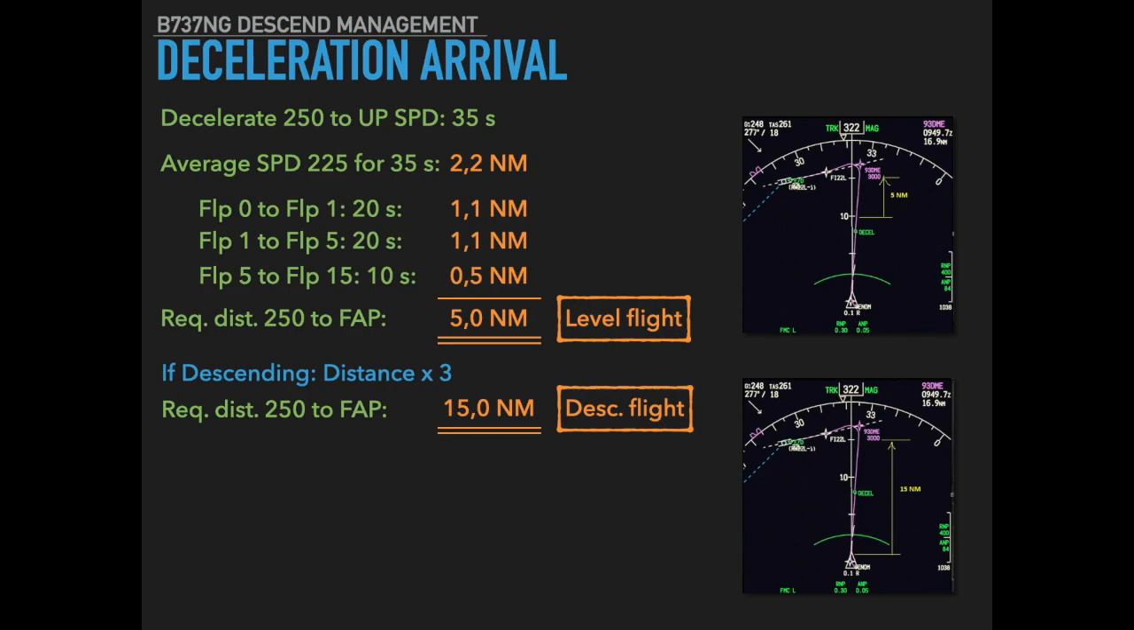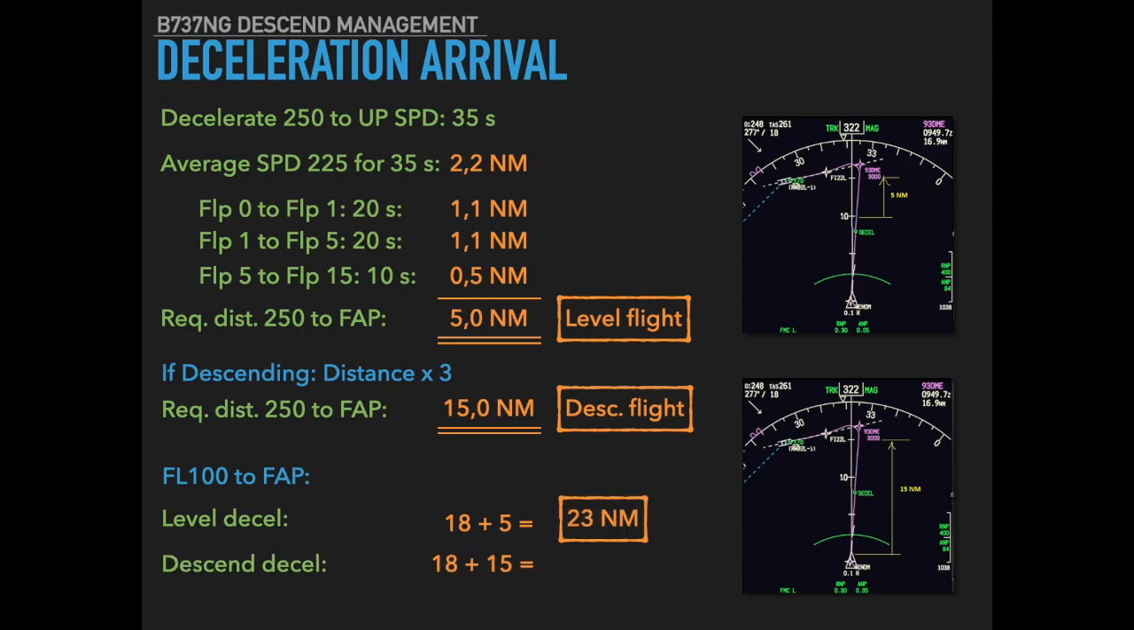You can program the FMC to be at the final approach altitude at 250 knots, 5 miles before the final approach point, and thereby ensure that you have the deceleration distance available. But since a constant descent is desirable for both noise abatement and economy, you could also consider both options. From flight level 100 to the final approach point with a level segment, you need at least 23 miles. From flight level 100 to the final approach point with a continuous descent, you need at least 33 miles.